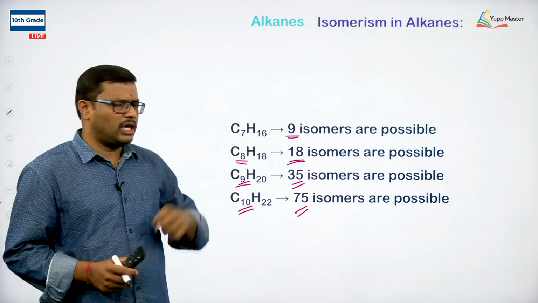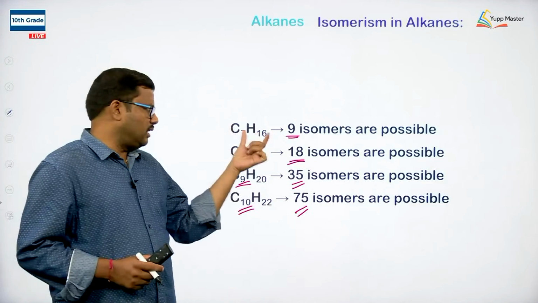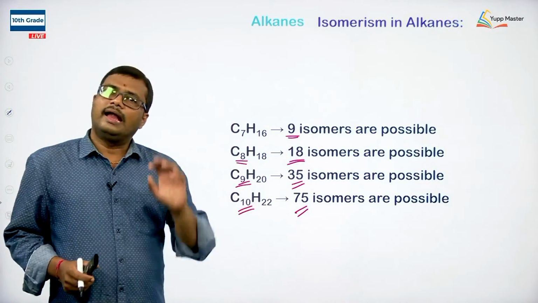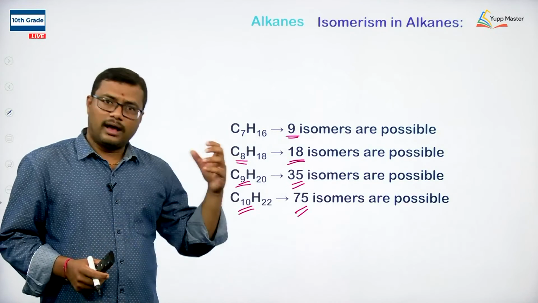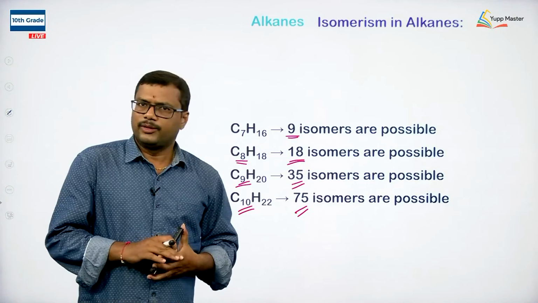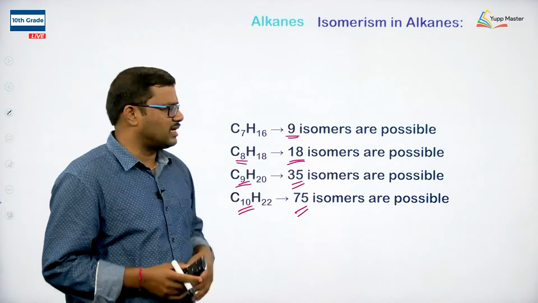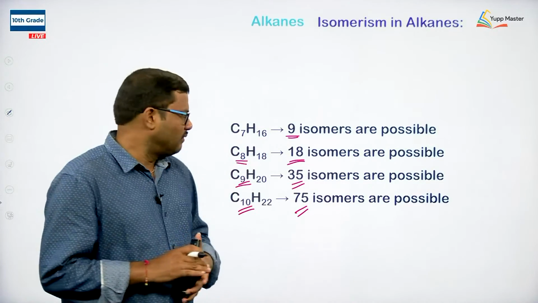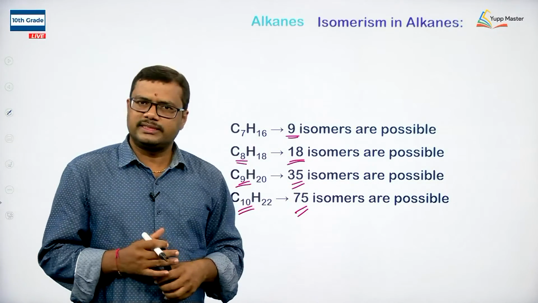So, these things you have to keep in mind and try to write the isomers that are possible for hexane and heptane on your own, and try to write the IUPAC names according to the guidelines we have discussed in the previous classes. So, students, it is easy to write the structures, isomers and the IUPAC names of the compounds. And we will see some more things about isomers in the next class.